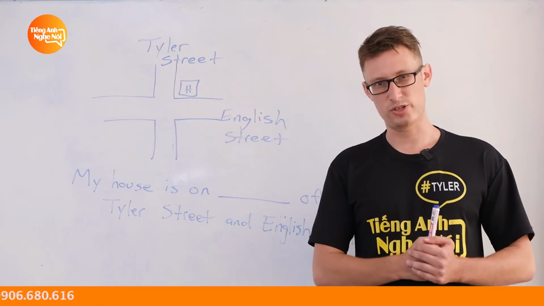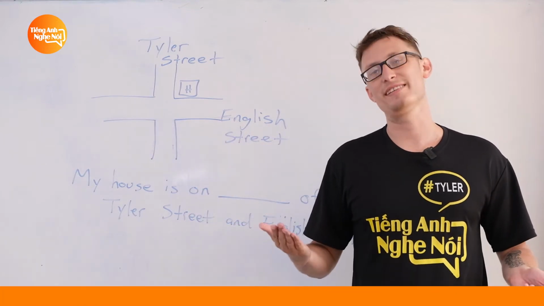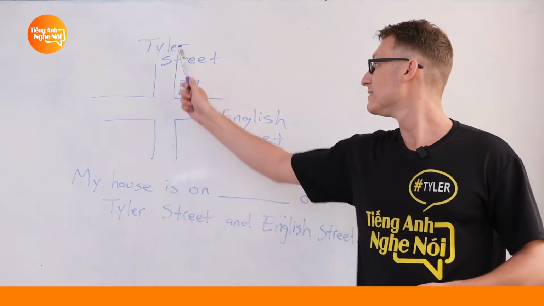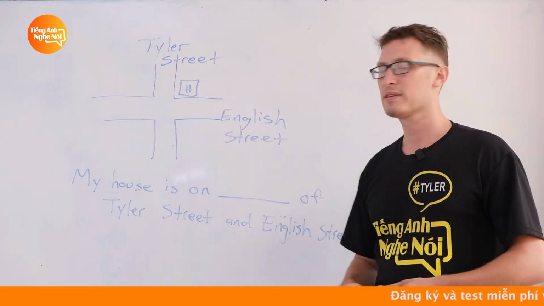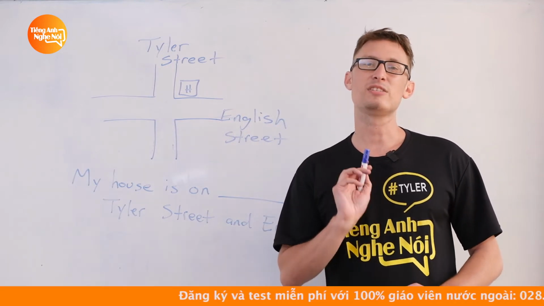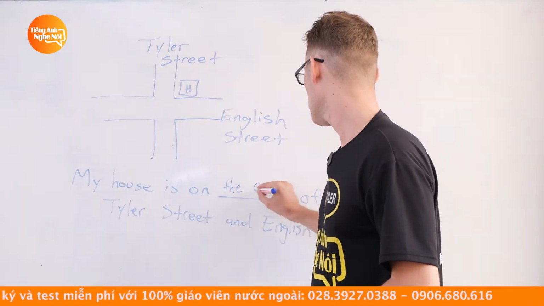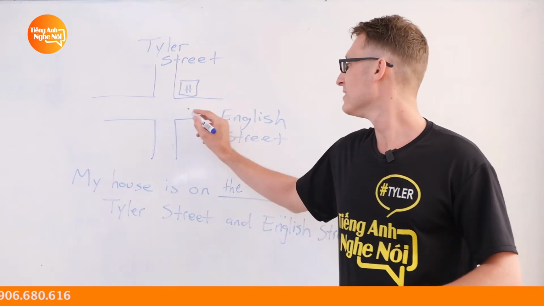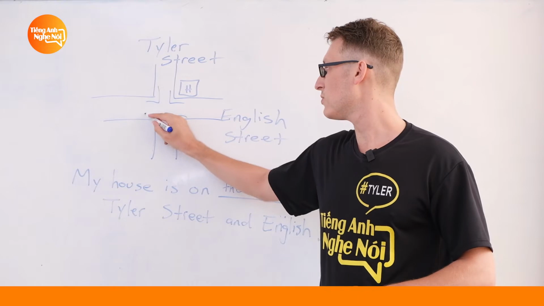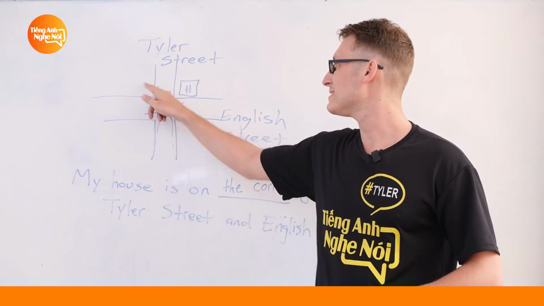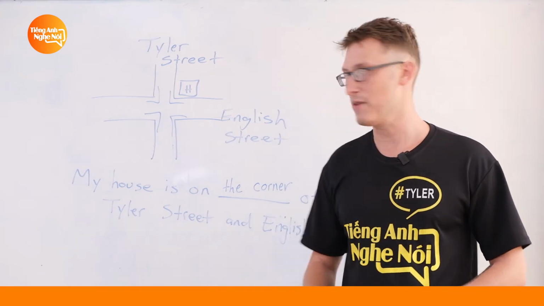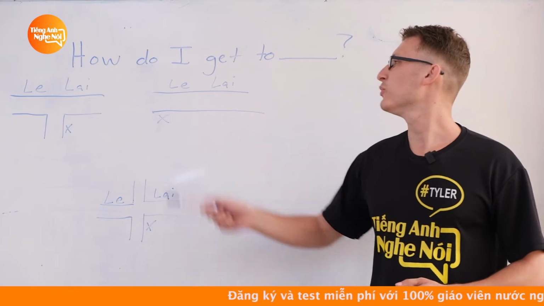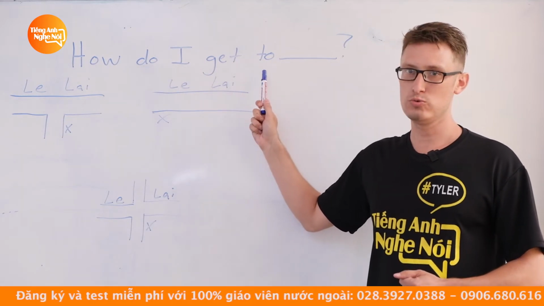This is Tyler Street. This is English Street. If your house is here, my house is on the corner of Tyler Street and English Street. Okay? This is a corner, this is a corner, this is a corner, this is a corner. If you are at one of these places, you would say you are on the corner of this street and that street.